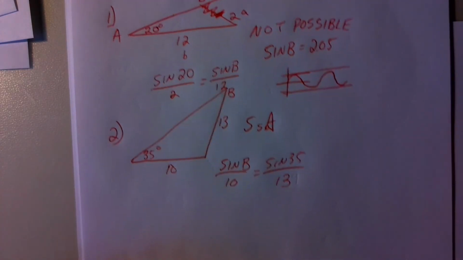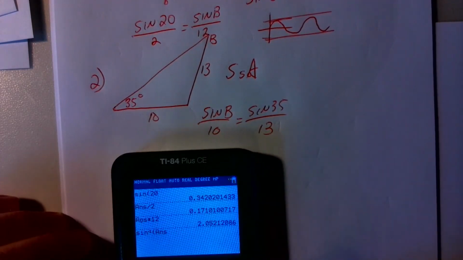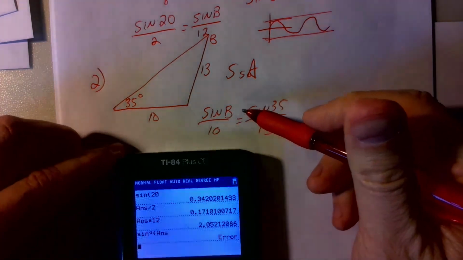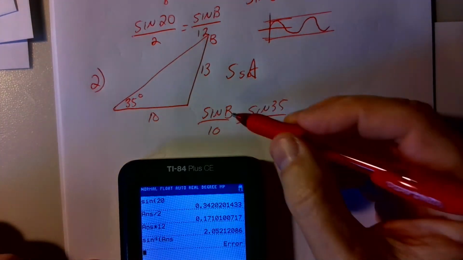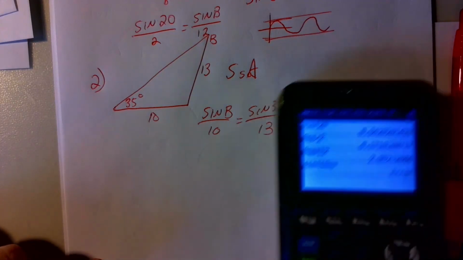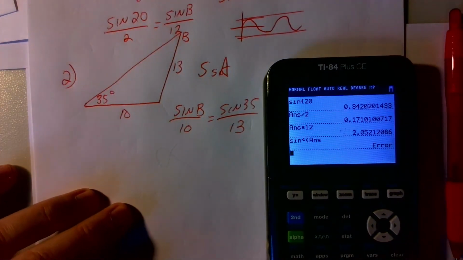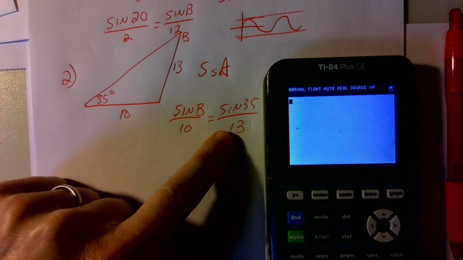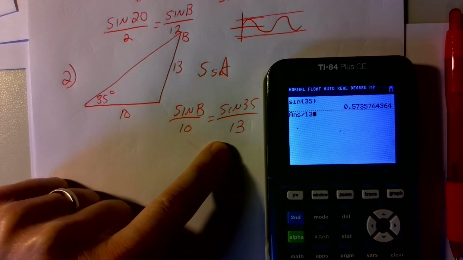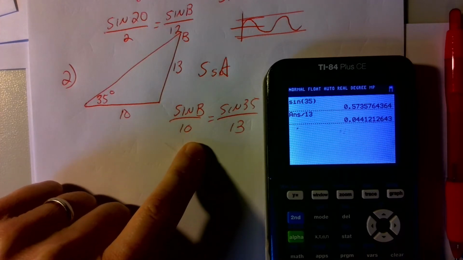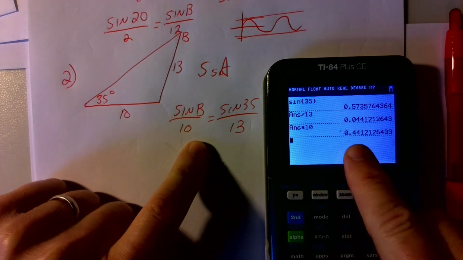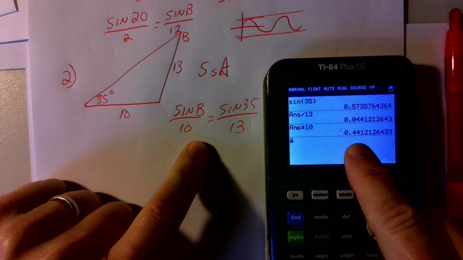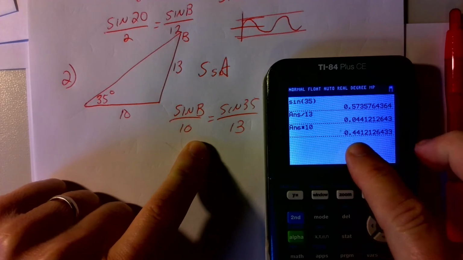And I'm going to go ahead and solve that one. So again, I'm trying to solve for an angle right now, so I've got to use my sine inverse in the end. So let's put the calculator right there again so you can see this. I'm going to go on the right side first. So sine of 35, enter, divided by 13, enter. I'm going to times this by 10, enter. And now you can see that my ratio right here, 0.441, is between 0 and 1, so it should work.